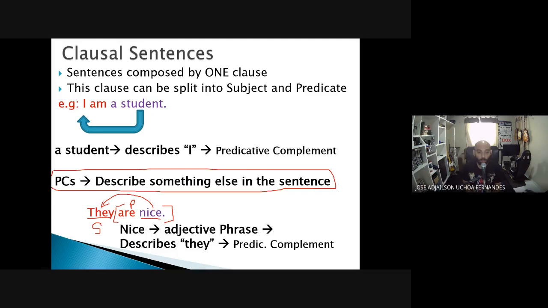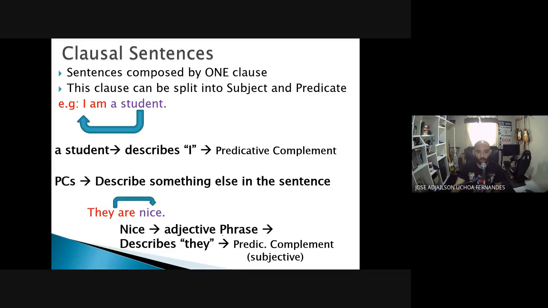Do you have any question about this? Do you all agree that nice is a predicative complement in this sentence, "they are nice"? Yes, I don't have any questions. Okay. So, again, let me just erase the ink here. So it's a subjective predicative complement or a subject-oriented predicative complement because it refers back to the subject.